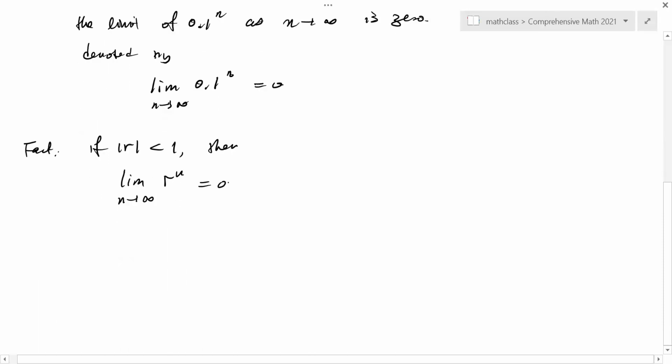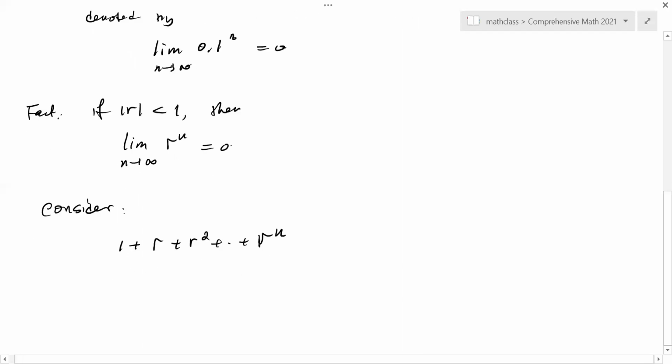Then we consider a geometric sequence, a series. So we consider this one: 1 plus r plus r squared plus ... plus r to the nth power. Now this one is finite. It doesn't matter whether r is greater than 1 or less than 1. Okay.